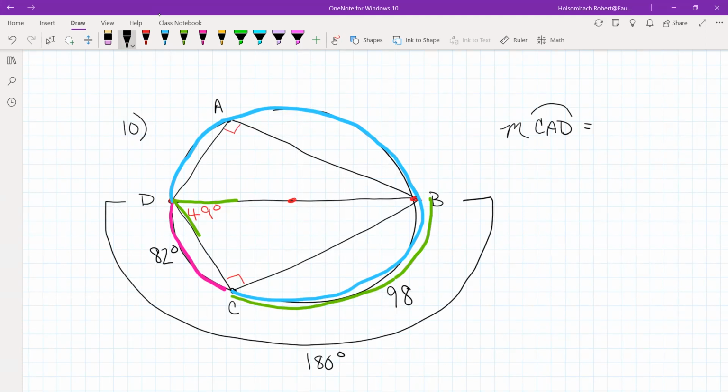So we said early on that 360 minus purple would give us the blue, wouldn't it? So the measure of this arc, CAD, is going to be 360 minus the purple piece, which is 82. Which is 278 degrees.